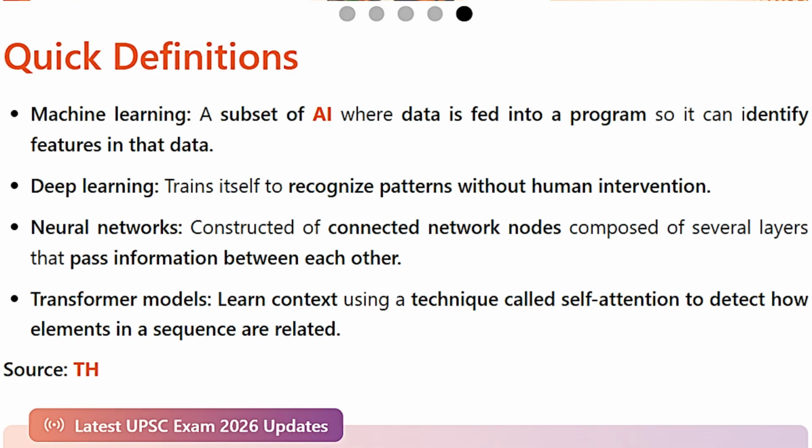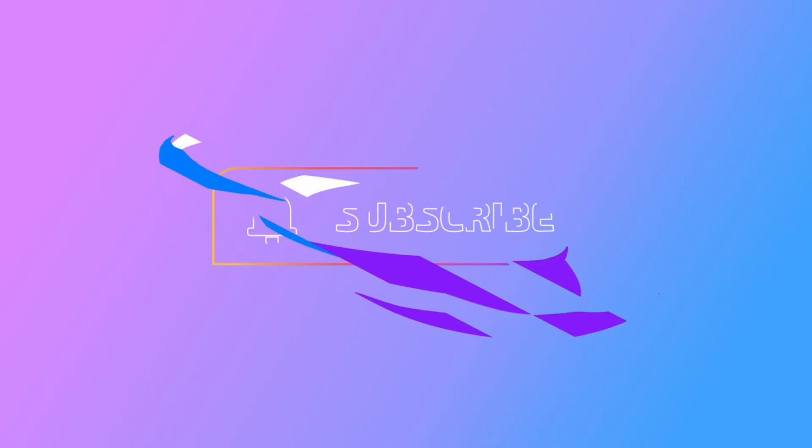Quick definitions. Machine learning, a subset of AI where data is fed into a program so it can identify features in that data. Deep learning, trains itself to recognize patterns without human intervention. Neural networks, constructed of connected network nodes composed of several layers that pass information between each other. Transformer models, learn context using a technique called self-attention to detect how elements in a sequence are related.